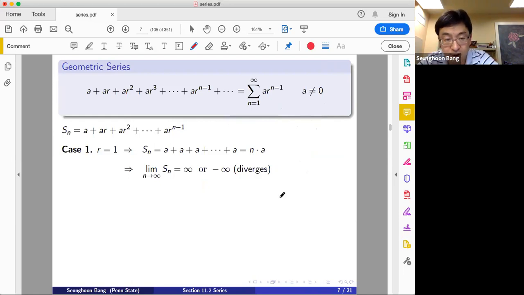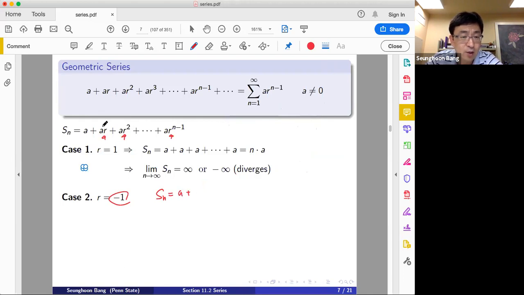So like this, it is always divergent. R equals 1, divergent. Second case, r equals minus 1. So what happens? You can plug the minus 1 into here. What's Sn? First one is a plus, the minus 1 times a is negative a, third one is a plus negative a, and keep going. The last one is to plug minus 1 into r, so we have minus 1 to the power n minus 1 times a.